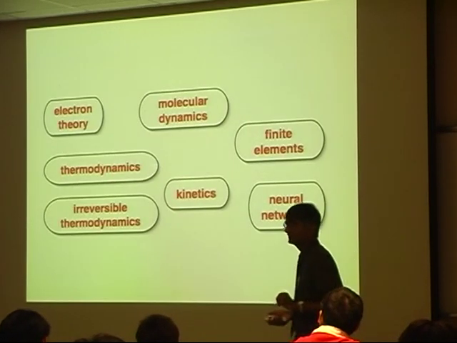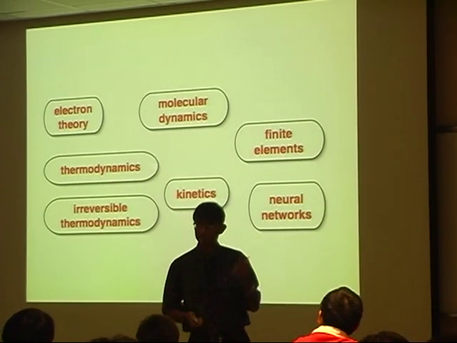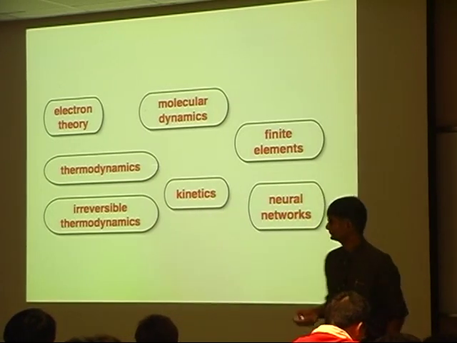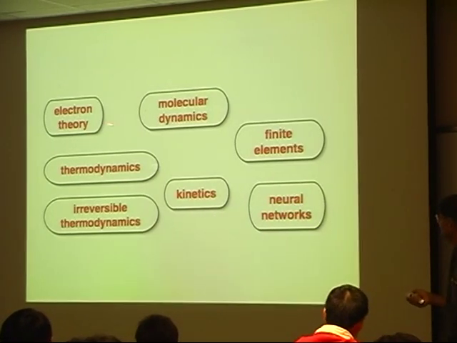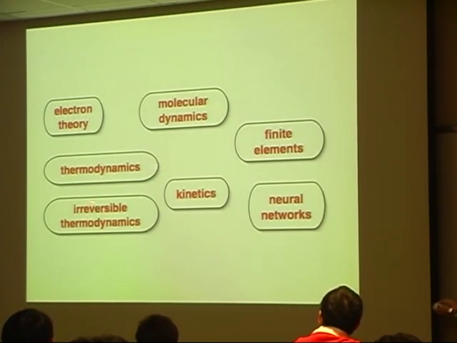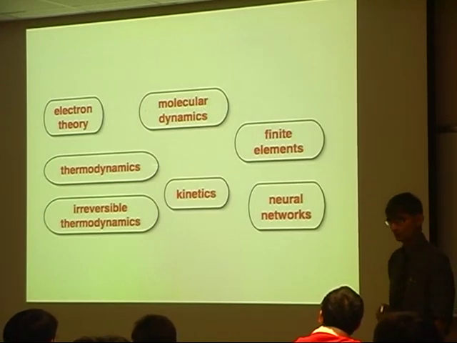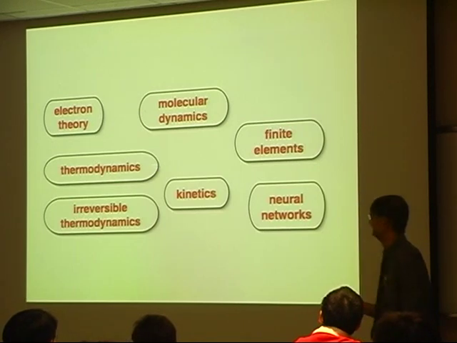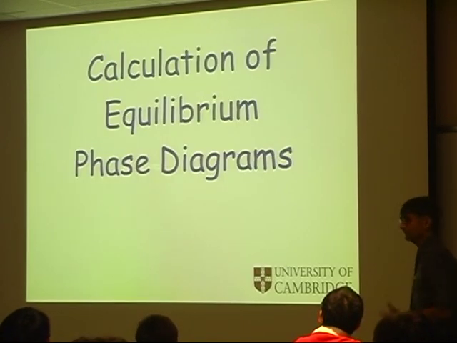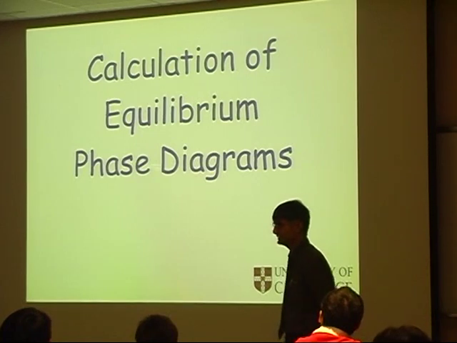So the particular aspects that I'm going to focus on are listed over here: electron theory, molecular dynamics, thermodynamics, a subject which is between thermodynamics and kinetics, finite elements, and neural networks. I will spend a little bit extra time on neural networks because that is what the organizers asked me to do. Right, so we begin with the calculation of equilibrium phase diagrams.